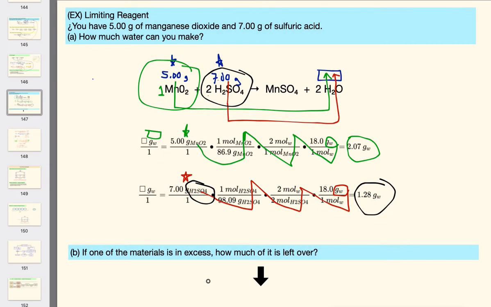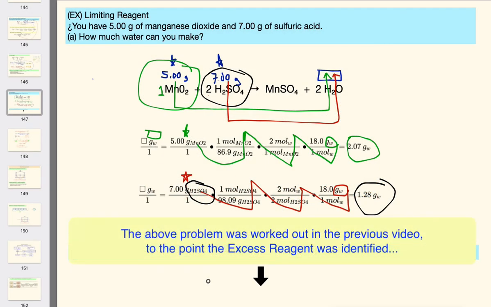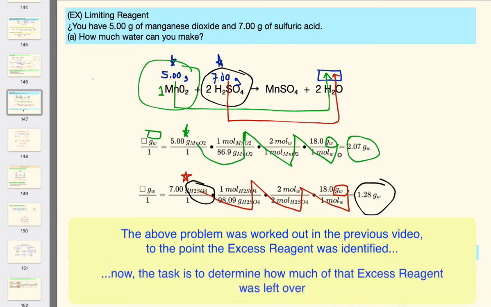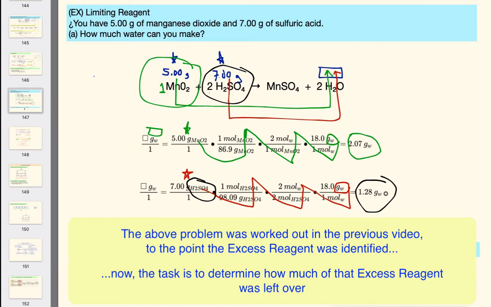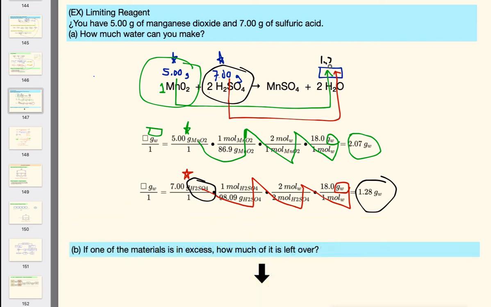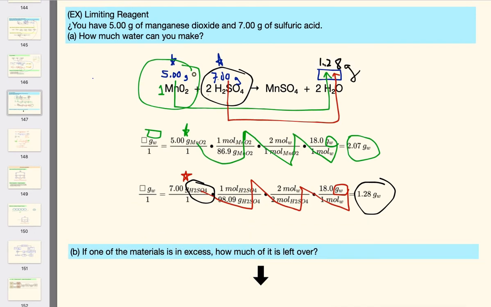And now here's the tough problem. Here's the A-level problem. How much is left over? Now that you're here, realize that you now know this number. This number is 1.28. As soon as you find out the limiting reagent, you're going to want to write that number down here. You now know that 5 grams of this plus 7 grams of that is going to produce 1.28 grams of this.